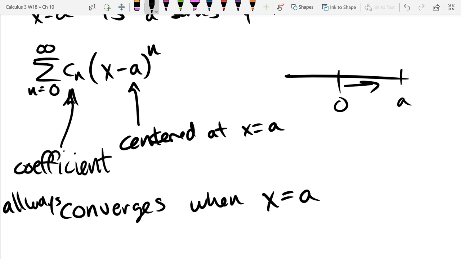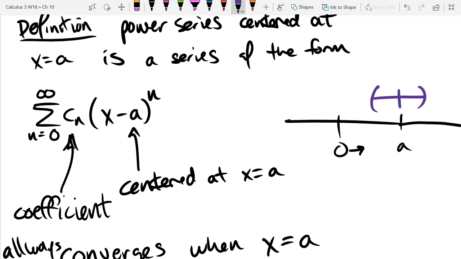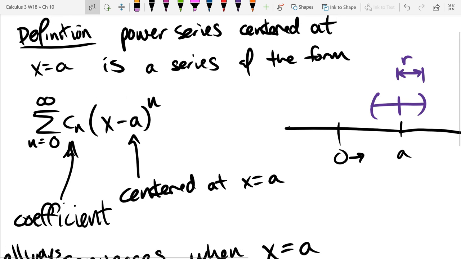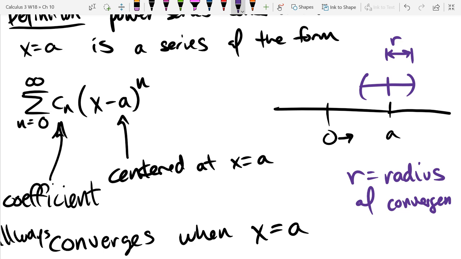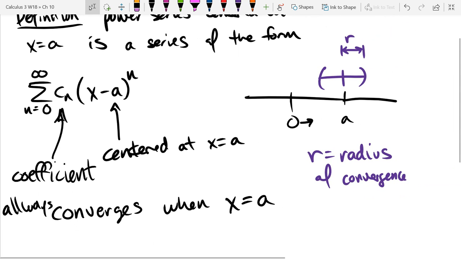The only question is, how far away can I go from a and this thing still converge? So you can think of shifting right a. Generally, there will be values close to a that this converges for. So there will generally be an interval around a. And the way we're going to measure this interval, we'll talk about the radius being r. So r is going to be the radius of convergence, and it's half the diameter of the interval, or half the length of the interval.